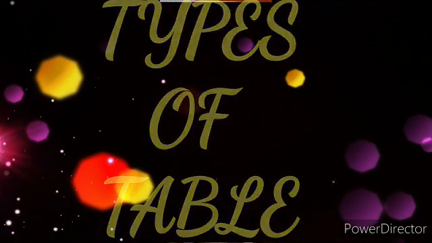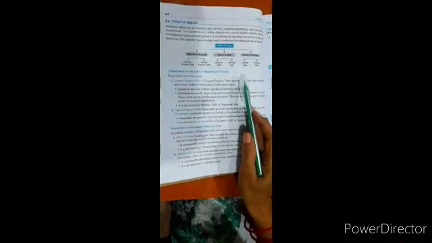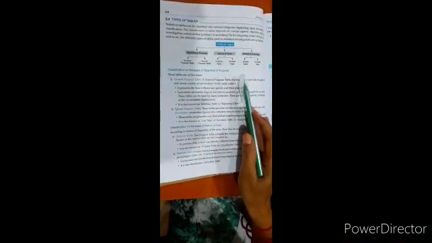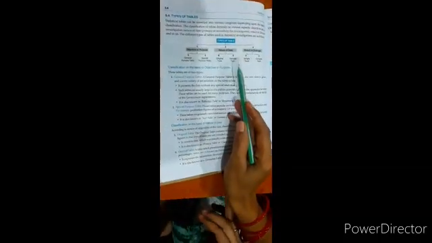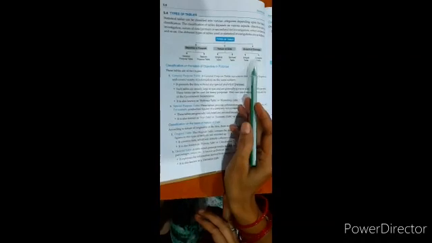Continuing with the types of table in the chapter tabular presentation. Here we are coming to the types of table. The types of table are of three types: objective or purpose, nature of data, and the extent of coverage. First we are taking the objective or purpose.